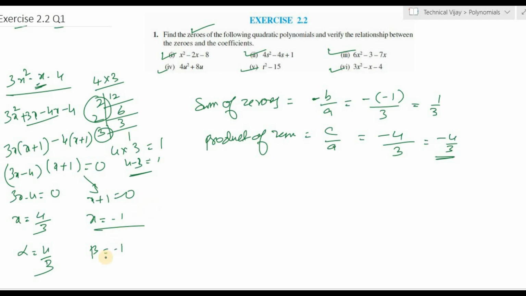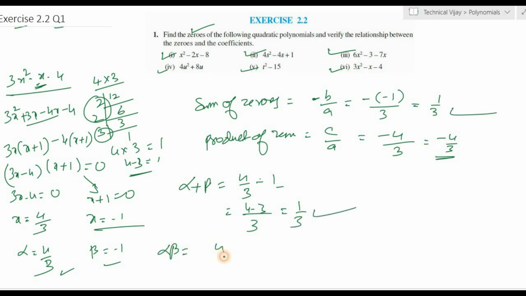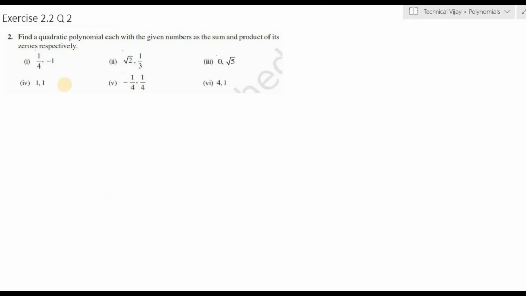So now alpha plus beta is equal to 4 by 3 minus 1, because plus 1 plus of minus 1, we will take the LCM. So 4 minus 3 over 3 equals 1 by 3. So this is verified. Alpha into beta, 4 divided by 3 into minus 1, is equal to minus 4 by 3. So this is also verified. So this completes exercise 2.2.